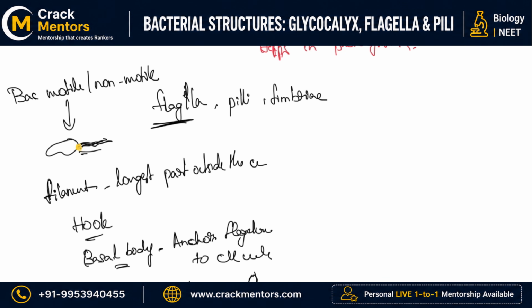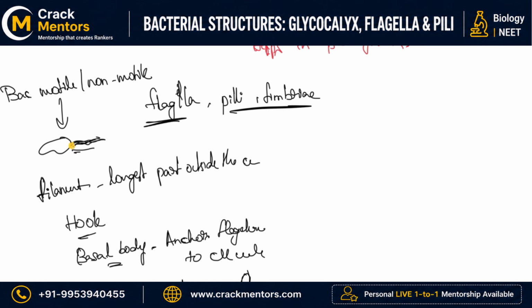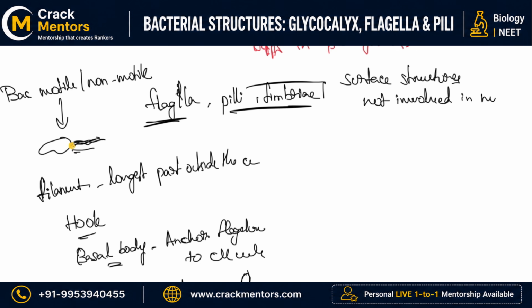After the flagellae we have the pili and fimbriae. So what are pili and fimbriae? Both are surface structures seen on the outer surface of the cell. They are not involved in motility, unlike the flagellae. Flagellae help in the motility of the bacteria.